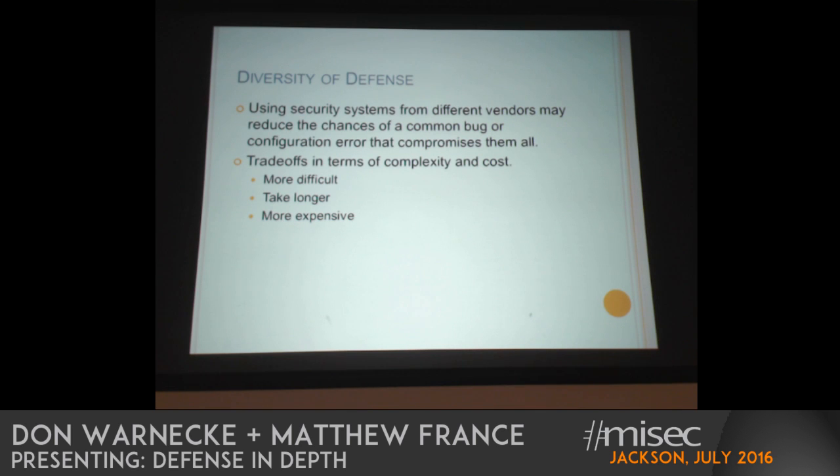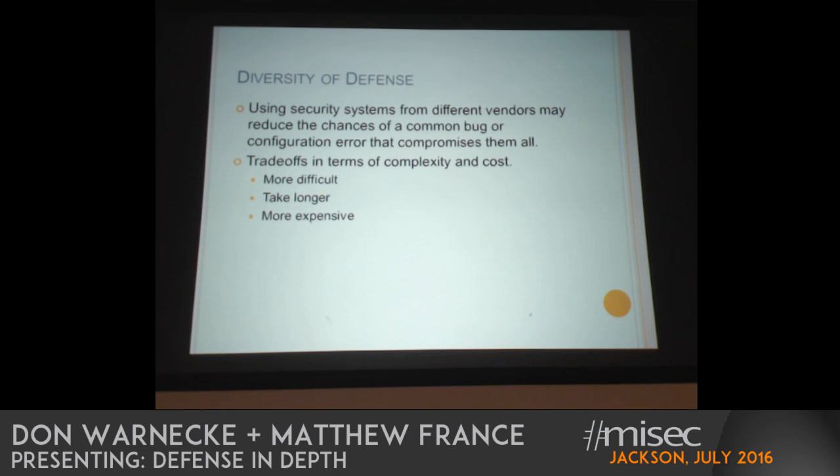The other thing is a configuration error. Now, assuming that you don't have the same people that are configuring both systems, because if you do, they're quite likely to put that configuration error in both vendors. Having different vendors can limit the chance of having a configuration error that exposes your network. The problem is there's significant trade-offs to having diversity of defense.